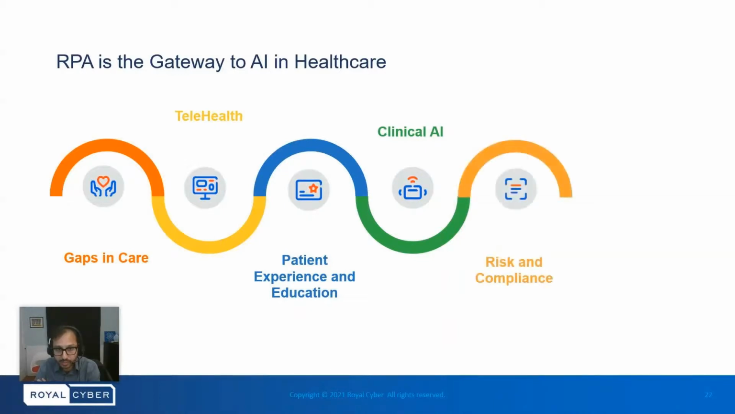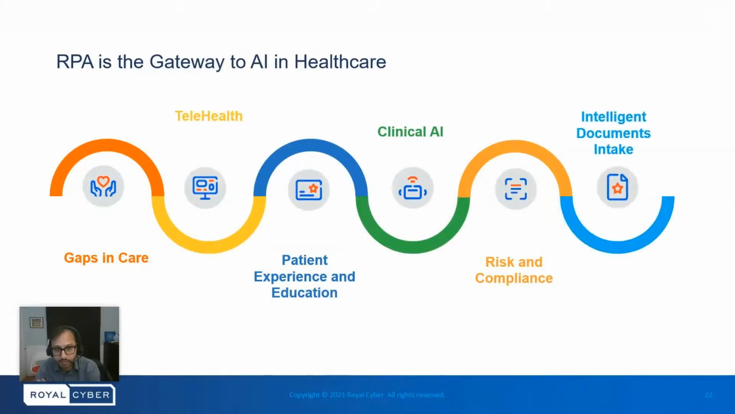Risk and compliance, rule mining, and machine learning is being used to audit and analyze 90 to 100% of records in many organizations. Intelligent documents intake. So 60% of common documents are still unstructured and require manual data entry, and that's where OCR and other techniques can help, and RPA has the capability to take it forward.